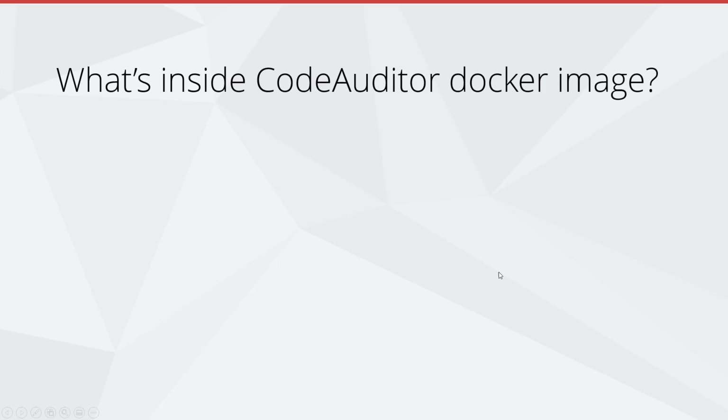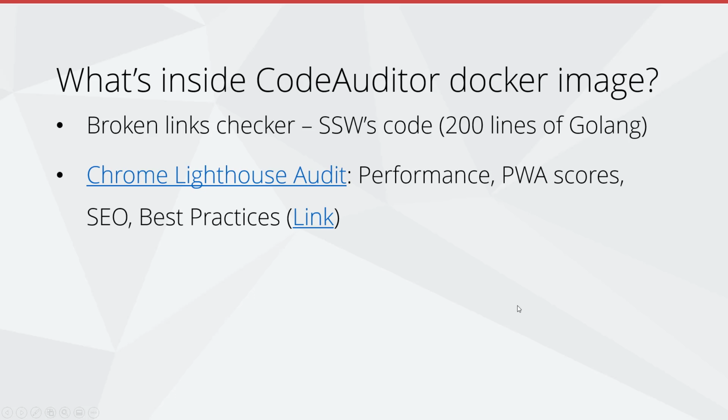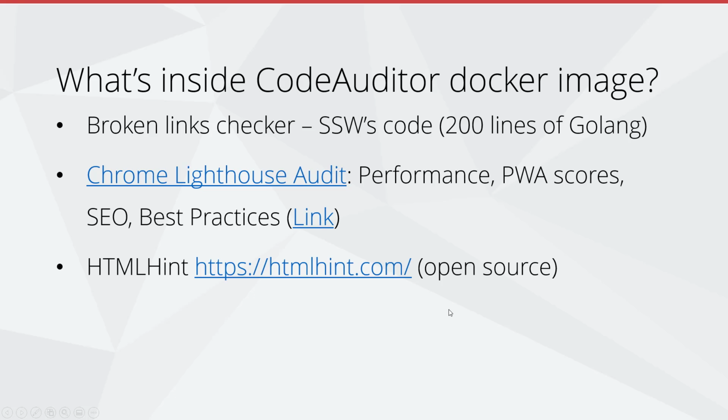So what is inside the Code Auditor Docker right now? We have the broken link checker, it's our code, and it's about 200 lines of Golang. We have the Chrome Lighthouse audit for performance, PWA score, SEO, best practices, and we also have HTML Hint, which is an open source project that scans for HTML issues.